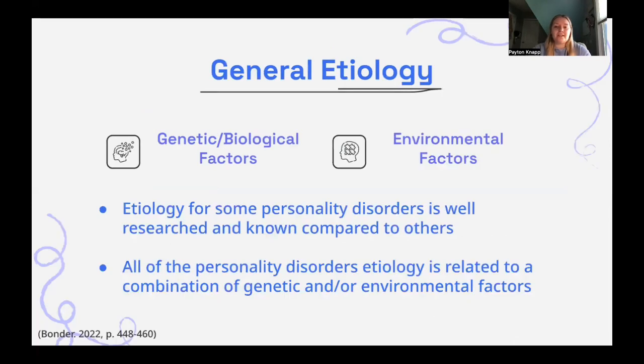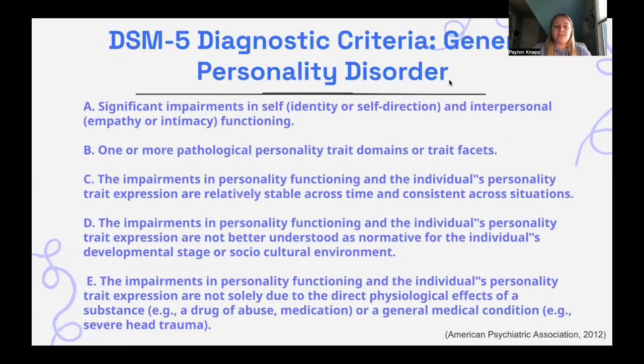General etiology, the two main ones for many of the personality disorders is genetic or biological factors and or environmental factors. So etiology for some personality disorders is well researched and known compared to others. And all of the personality disorders, etiology is related to a combination of genetic and or environmental factors. But for many, there's no set specific cause. It's kind of up in the air and unknown.